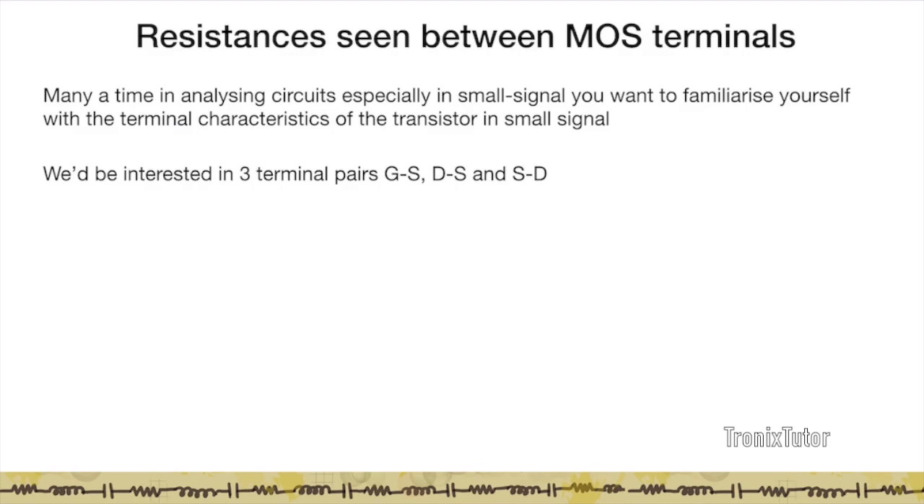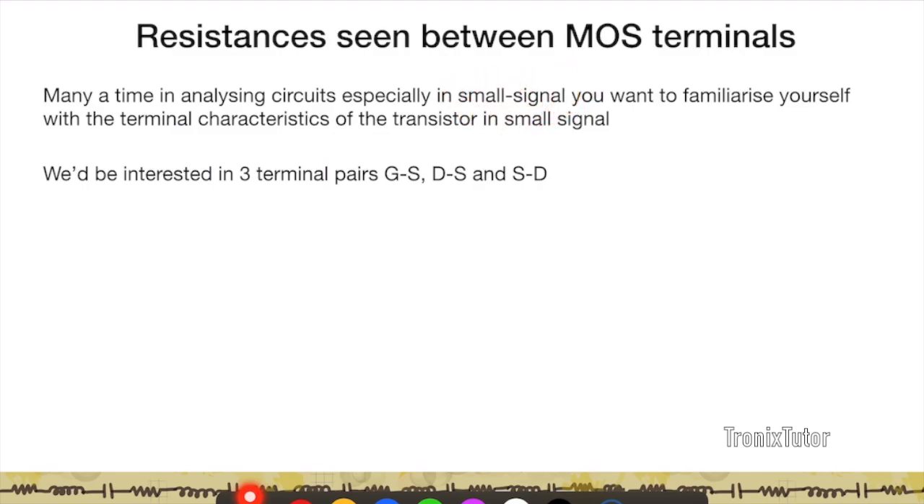Many a time when you're analyzing circuits, you need to familiarize yourself with the small signal models. Typically, what we have done so far is when we look at a circuit, we replace the transistor with a small signal model and then we go ahead with the analysis. But what is the small signal model? It's nothing but the linearization of the nonlinear characteristics of the transistor around the bias point.